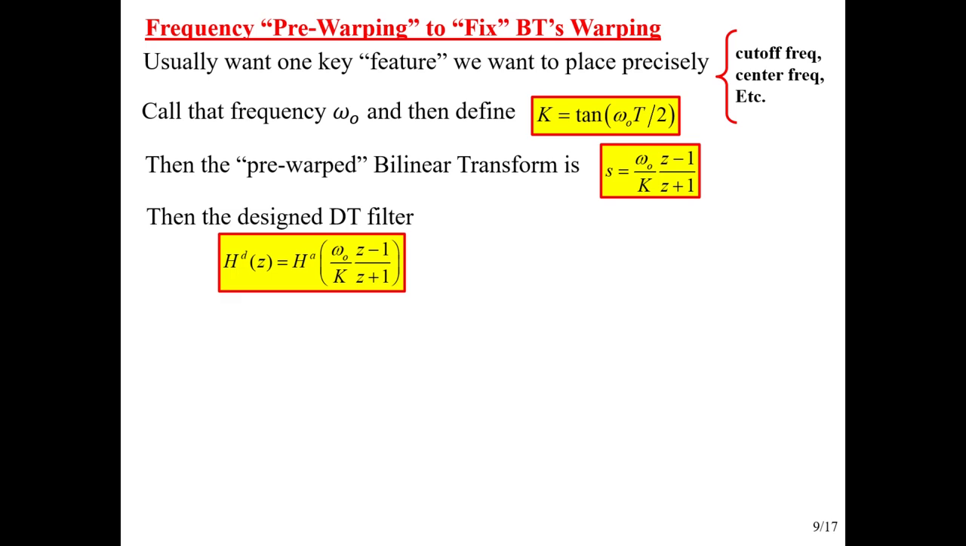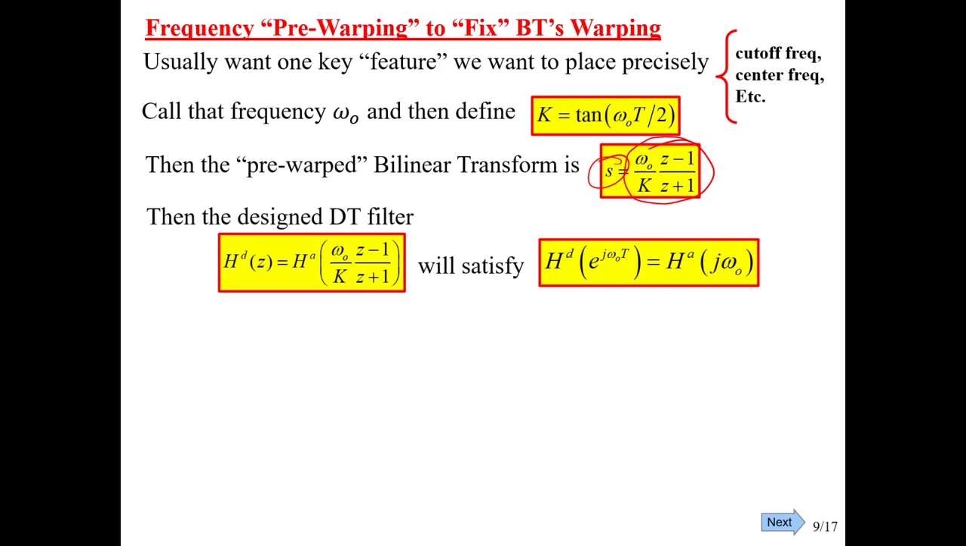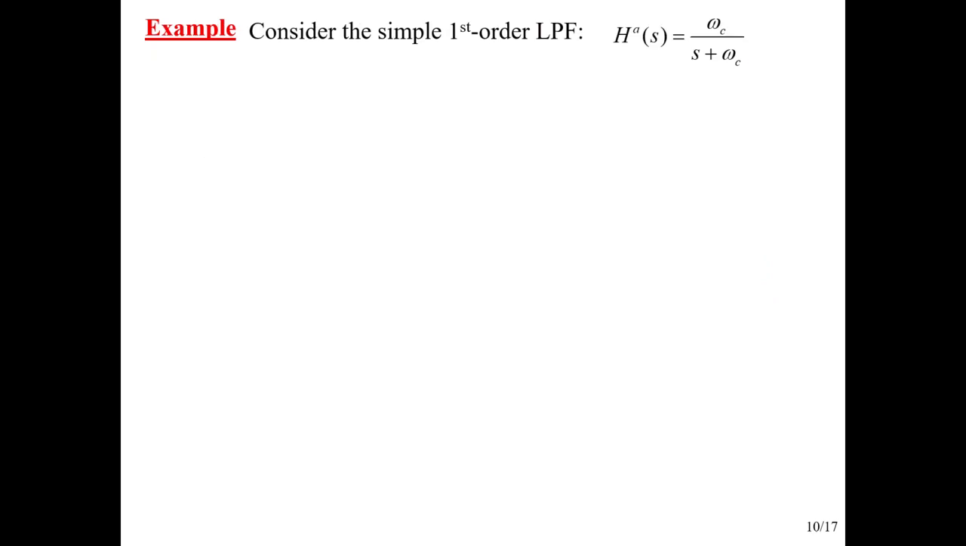So now, instead of mapping with that original bilinear transform, we map with this. So we have a functional form for this. Everywhere there's an s in that original prototype transfer function, we now plug that in, and we can do a bunch of algebra, and it'll work out. But more importantly, when we plug in omega 0 into our design, it takes on the value of the desired at exactly that desired cutoff frequency or center frequency or whatever.